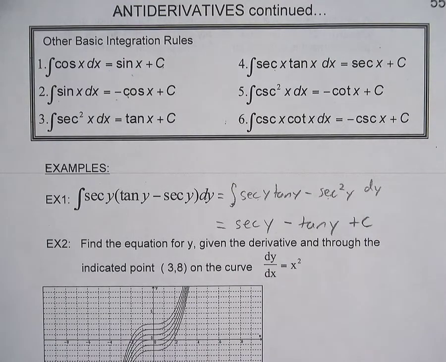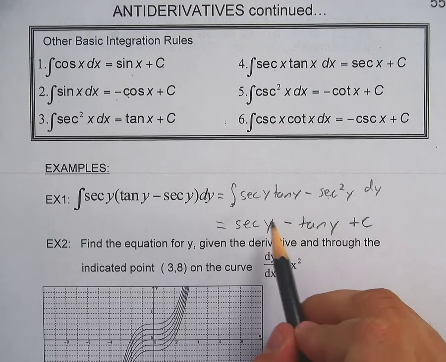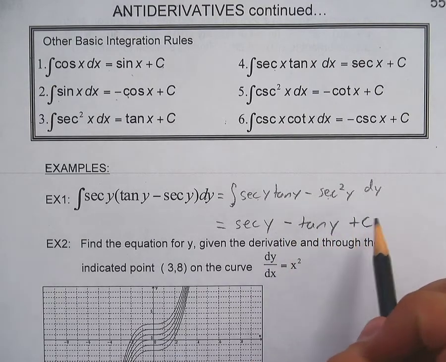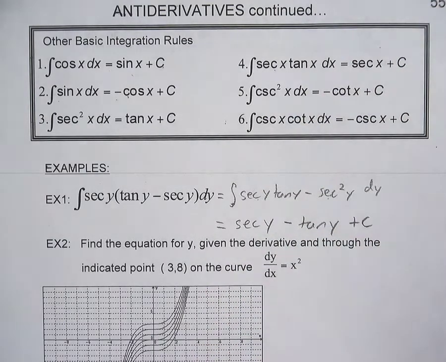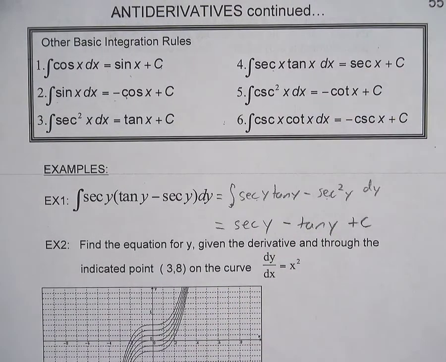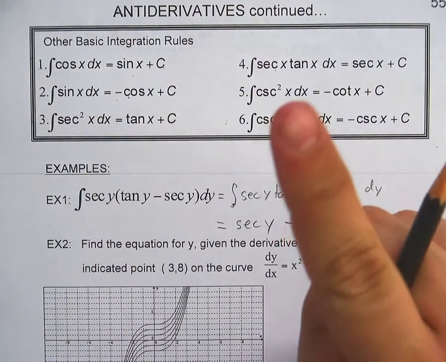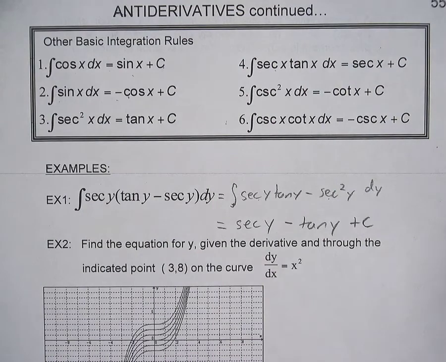Now, I don't have to do secant y plus c and tangent y plus c and then combine them to 2c, because c just stands for a number I don't know. It could be 2c, it could be a million c. Who cares? It's a number I don't know. So just combine all the c's into one c. Kind of like the oceans.